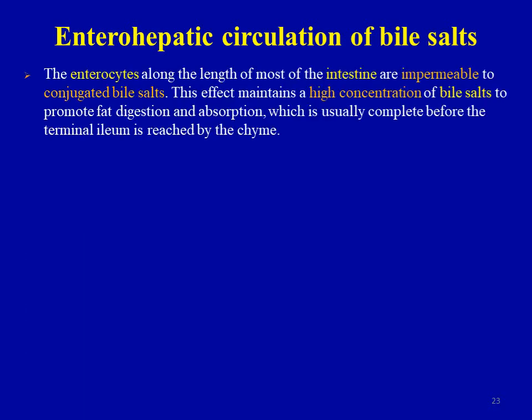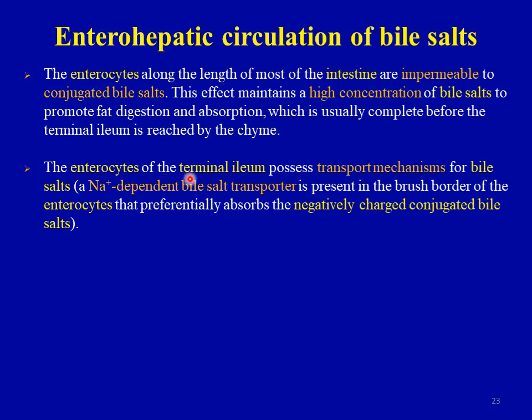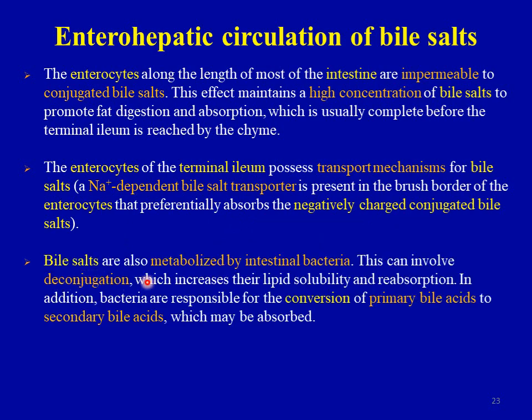So the enterocytes along the length of most of the intestine are impermeable to conjugated bile salts. This maintains a high concentration of bile salts to promote fat digestion and absorption, which is usually complete before the terminal ileum is reached by the chyme. The enterocytes of the terminal ileum have a transport mechanism for bile salts, which is the sodium-dependent bile salt transporter present in the brush border of the enterocytes, and these transporters preferentially absorb the negatively charged conjugated bile salts. Bile salts are also metabolized by intestinal bacteria or the microbiota.